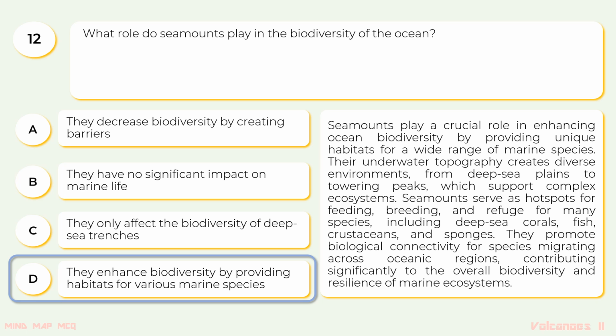Seamounts play a crucial role in enhancing ocean biodiversity by providing unique habitats for a wide range of marine species. Their underwater topography creates diverse environments from deep sea plains to towering peaks, which support complex ecosystems. Seamounts serve as hotspots for feeding, breeding, and refuge for many species including deep sea corals, fish, crustaceans, and sponges. They promote biological activity for species migrating across oceanic regions, contributing significantly to the overall biodiversity and resilience of the marine ecosystem.